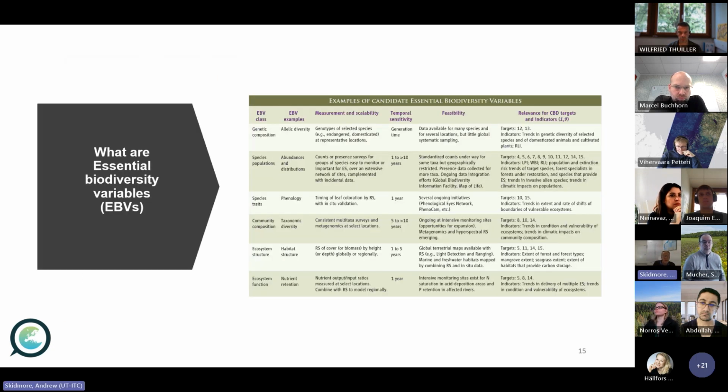What are EBVs? Well, essential biodiversity variables. You've got these EBV classes, and then you've got the EBV examples. So within each class, you've got a series of essential biodiversity variables, and then you've got to be able to measure them. You've got to be able to look at how temporally sensitive is it, and can it be measured with a reasonable temporal sensitivity required for the job at hand? Is it feasible? Are the data available, or could they be available in the near future? And what's the relevance for policy, say for CBD targets and indicators?